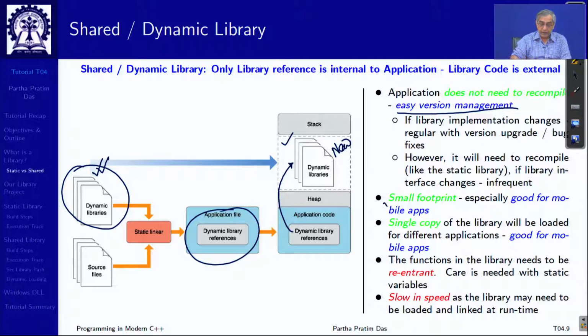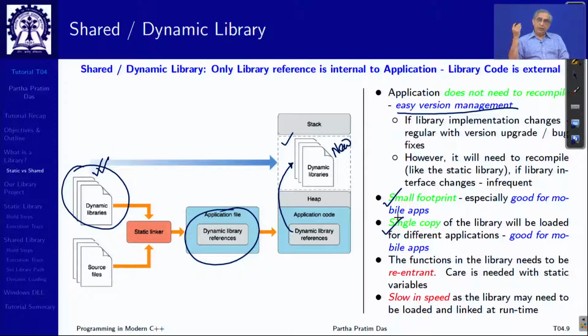Of course, it has a smaller footprint because most of the binary code is outside. It has a single copy, which is of advantage in the overall memory management, particularly good for small memory devices like mobile. But it may be a little slow when you load it for the first time. The load time will come in, which is not there for the static library because it is preloaded.